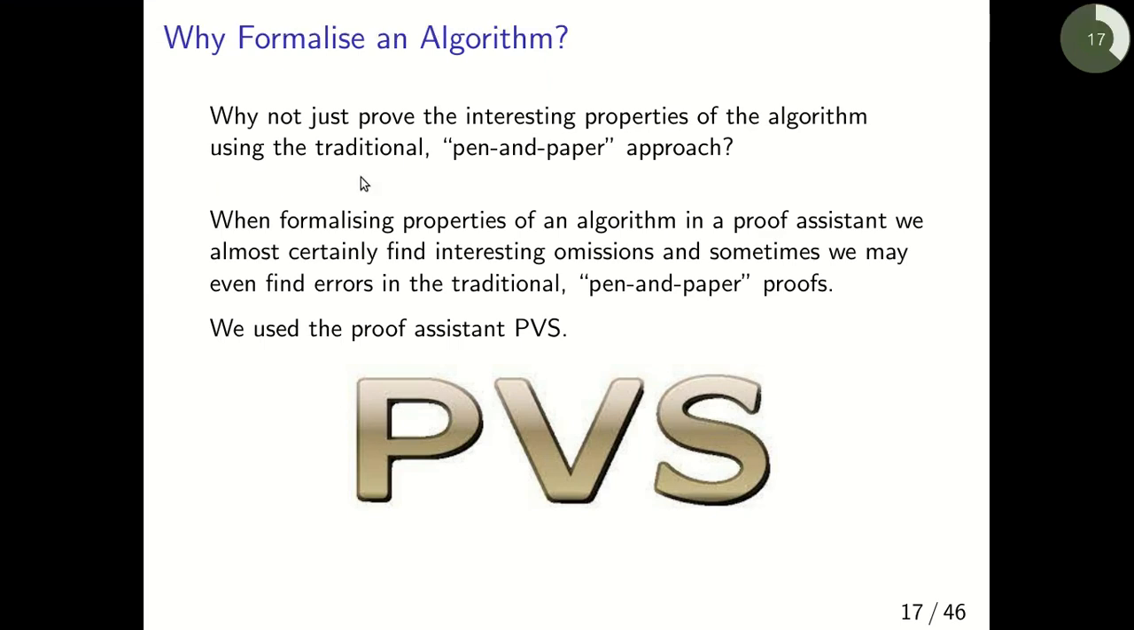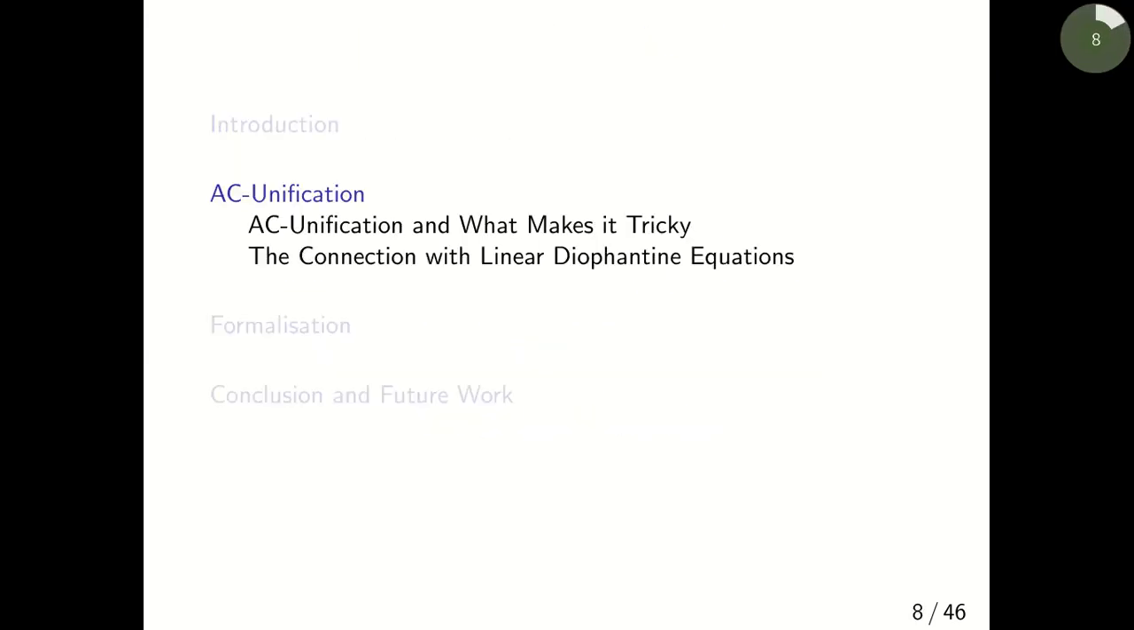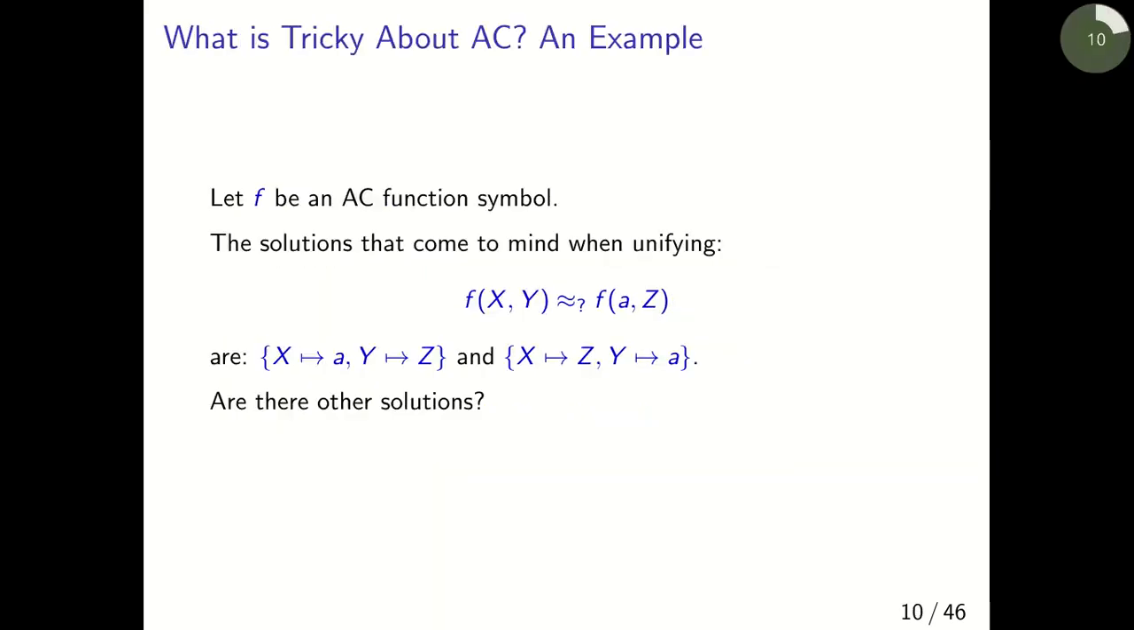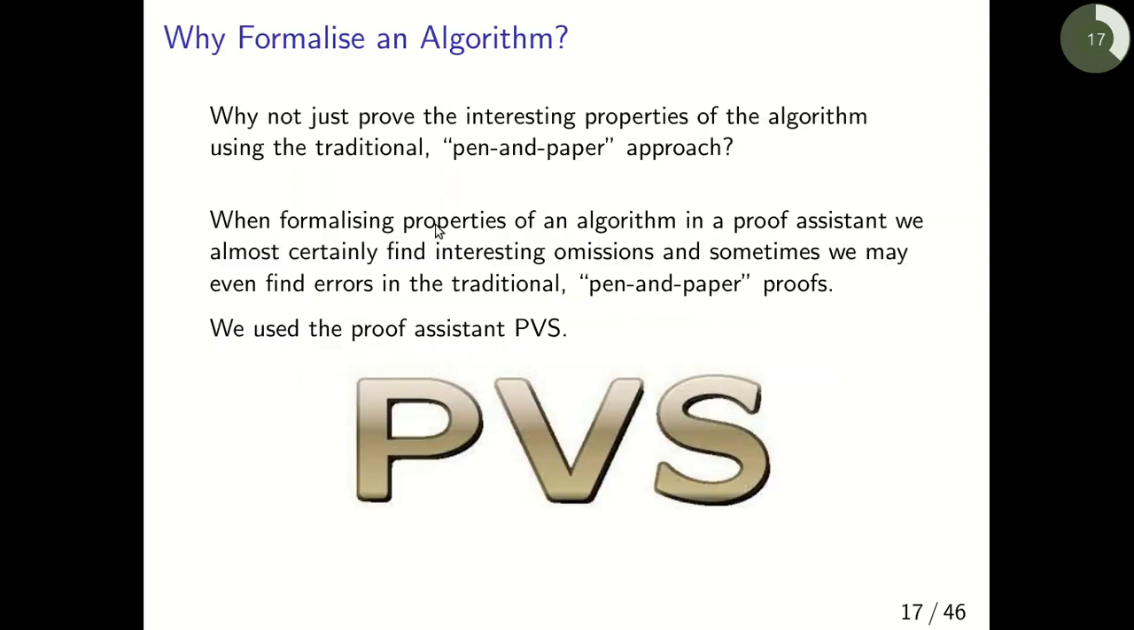Now for the formalization, we have formalized the algorithm given by Stickel. In his paper, he gives an algorithm for AC unification, and what we have done is formalize that this algorithm is indeed terminating, correct, and complete. Which prompts the question, why formalize an algorithm? Why not just prove the interesting properties using the traditional, what we call pen and paper approach?